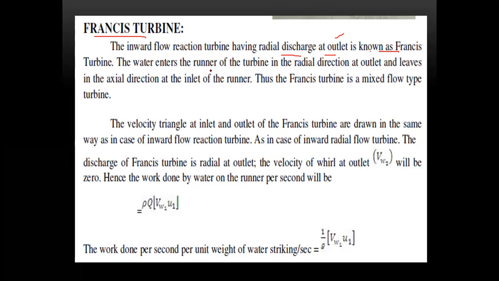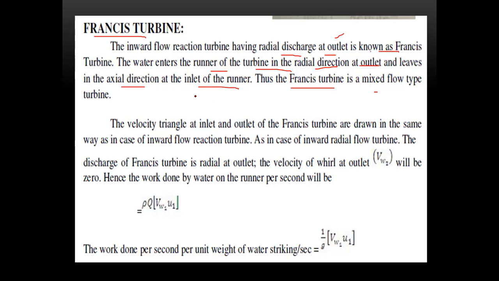The water enters the runner of the turbine in the radial direction and leaves in the axial direction at the outlet of the runner. Thus, the Francis turbine is a mixed flow turbine. So what are we saying finally? If you get it in your objective questions also, the Francis turbine we simply call a mixed flow turbine.